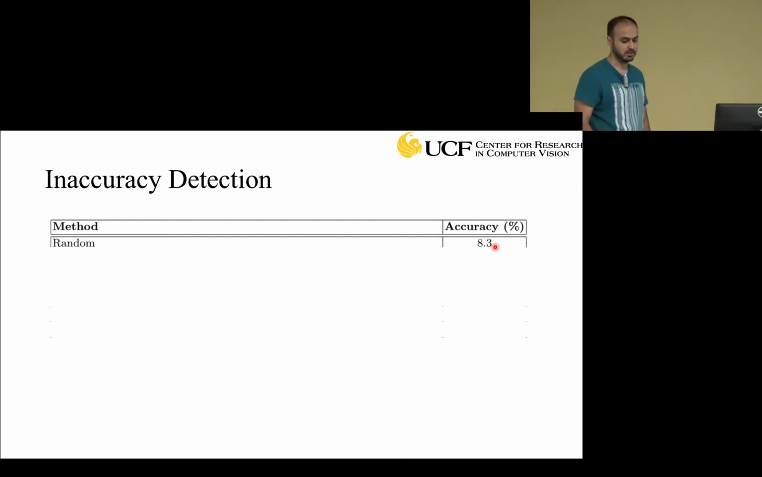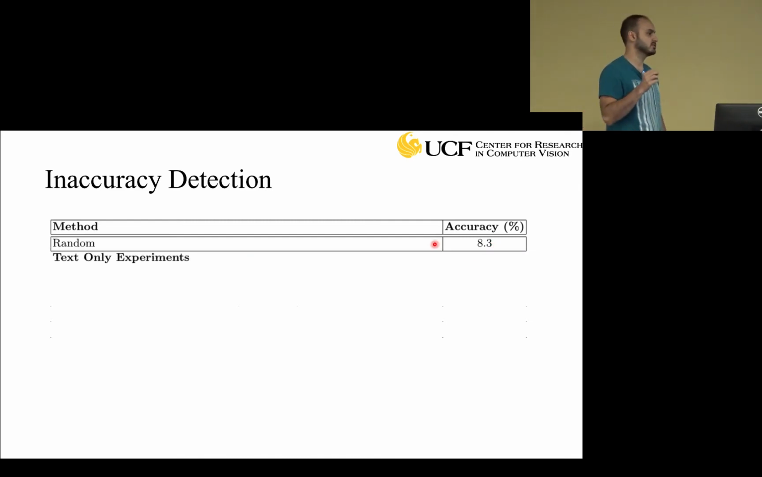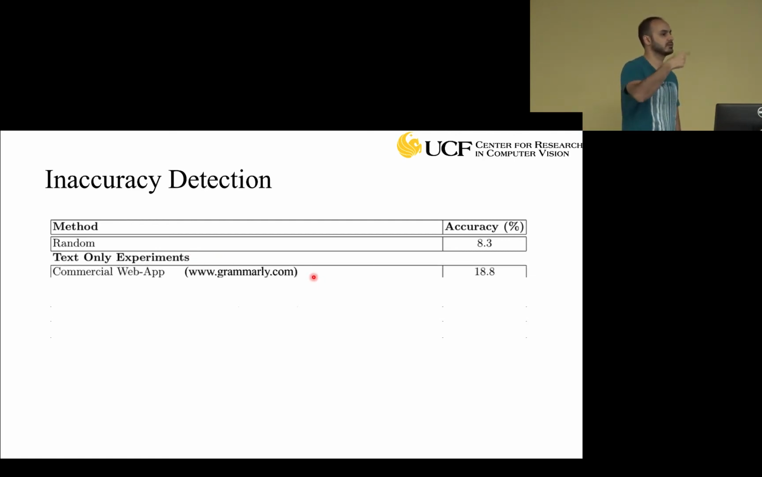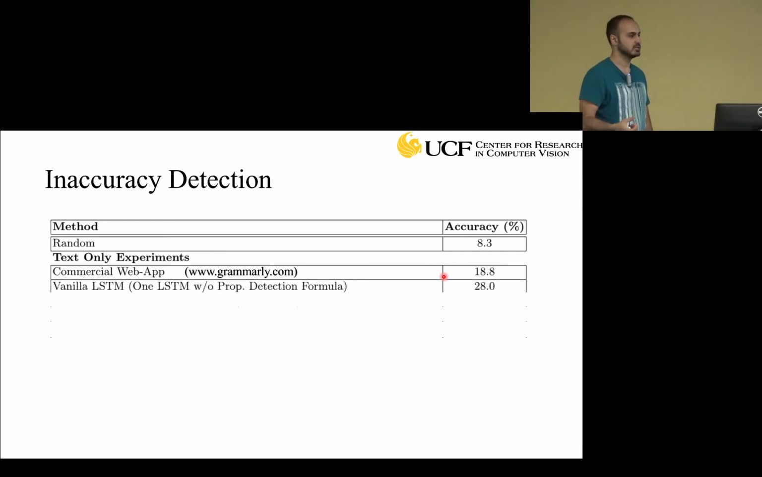Then I show the experiments where I just use text. First we use a commercial web app, this website, and we copy a subset of our test samples into this website and look at whether it can detect the inaccurate word or not. 18.8% of the time it was successful. Then we use a vanilla LSTM, just one LSTM without our formulation, to detect the inaccuracy. It was 28%.